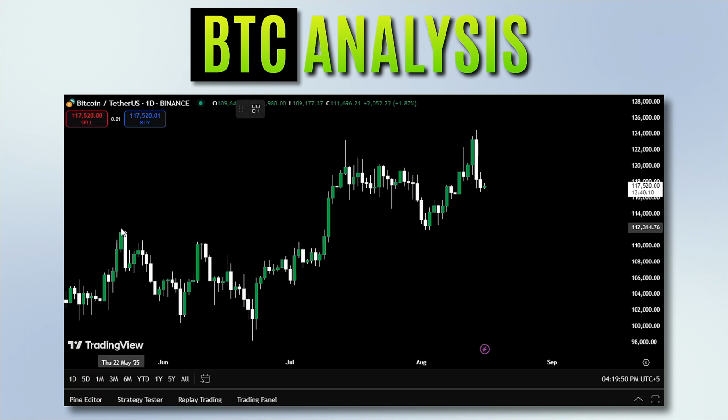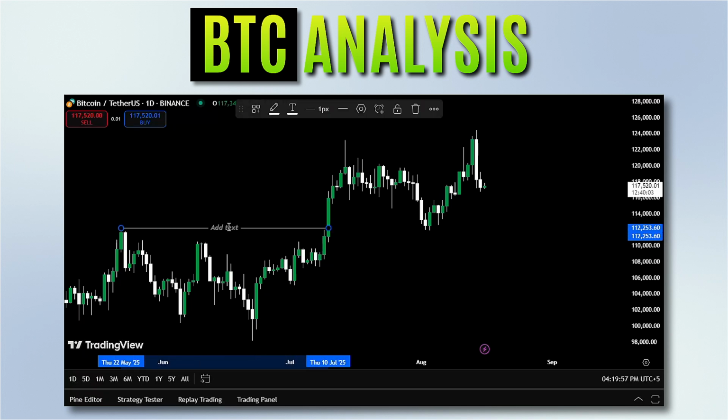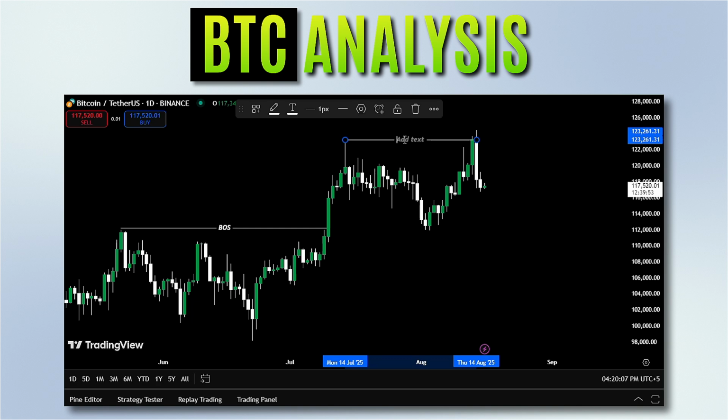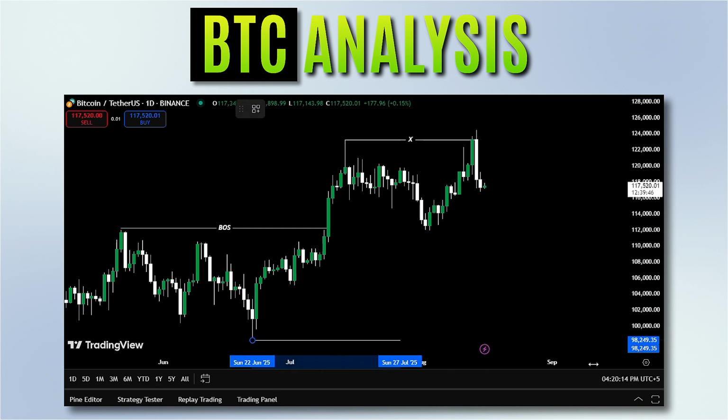Let's begin with the daily chart. As you can see from the provided image, we have a clear uptrend in play. The market has consistently created higher highs and higher lows. We recently witnessed a significant break of structure, BOS, where the price broke above a previous high. This move confirms the bullish trend.